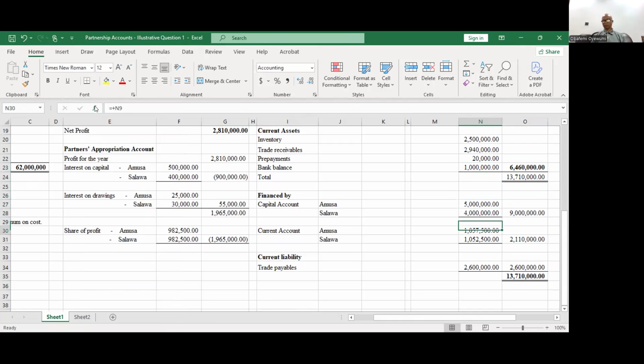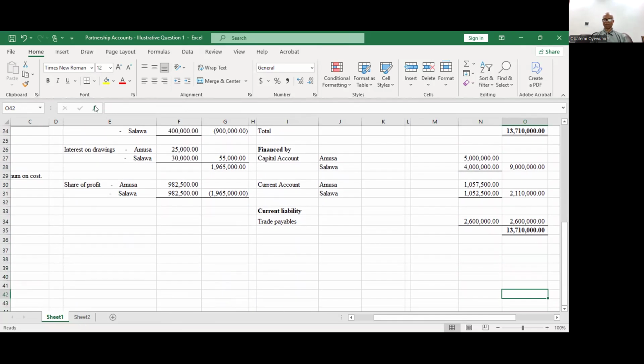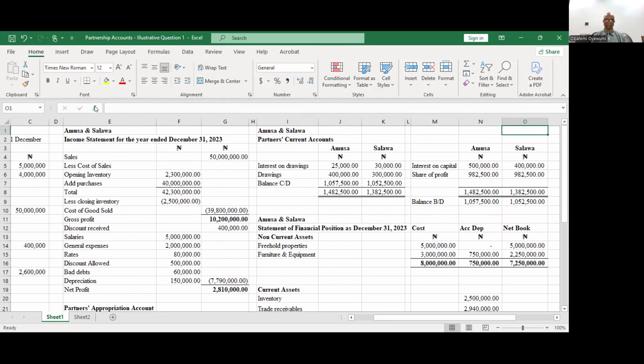So that's what we've been able to do for this session. That's the way to solve any questions that have to do with partnership. We have been able to look at it from the beginning to the end, from the income statement to appropriation to current accounts for the different partners, and then the statement of financial position. And that brings us to the end of today's class.